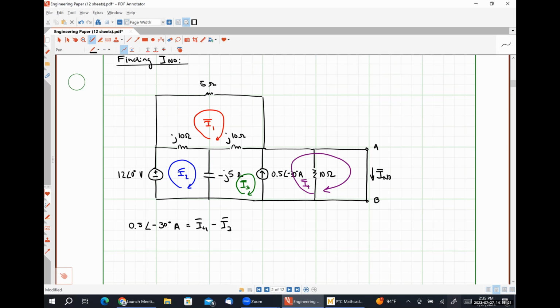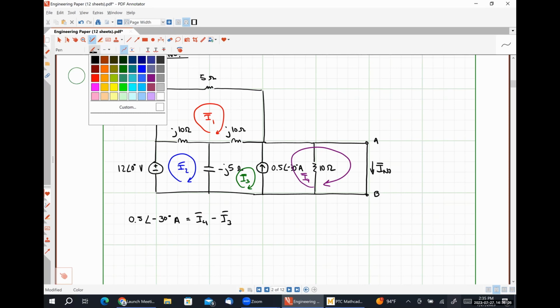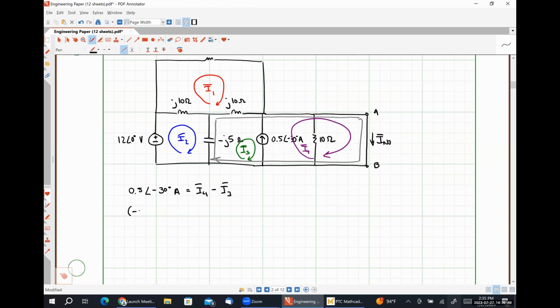Now I'm going to write my KVL equation around my super mesh. I'm going to identify that really quickly. Let me do this in gray. So this is the path that I'm going to take. My super mesh is between meshes 1 and 3, so I should be combining these two meshes together, like so. Great. The first thing that I see is my negative J5 ohm resistor or capacitor. I'm following I3 at this point of the super mesh, so this is going to look like I3 minus I1.